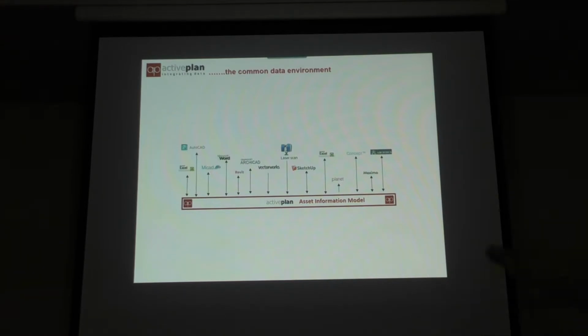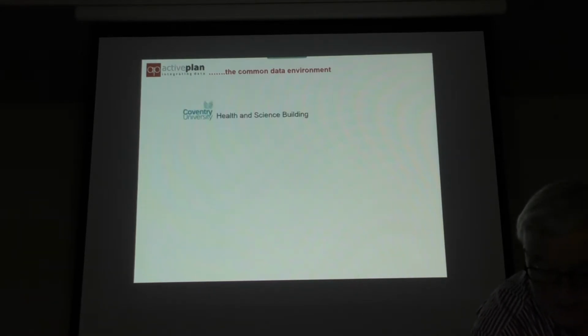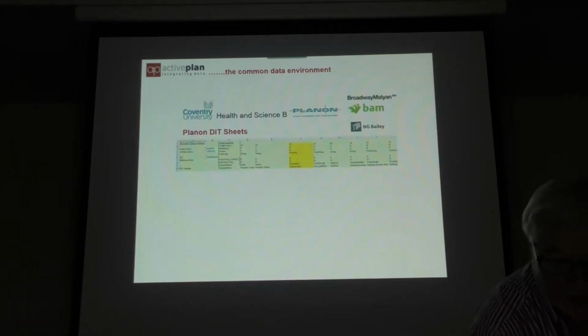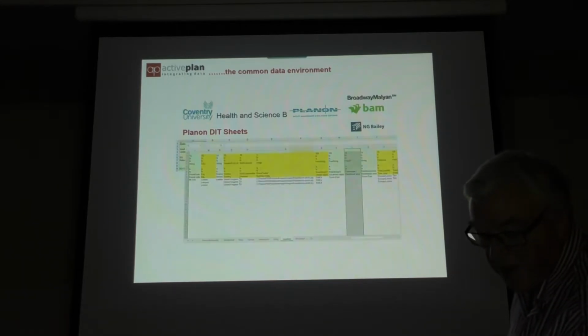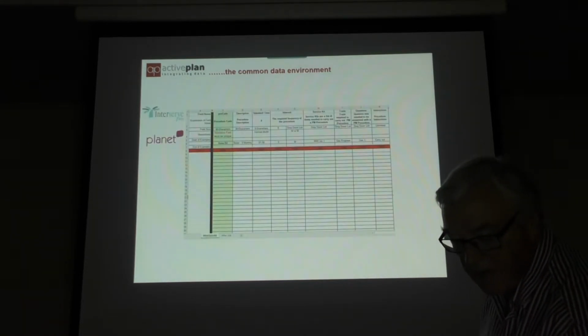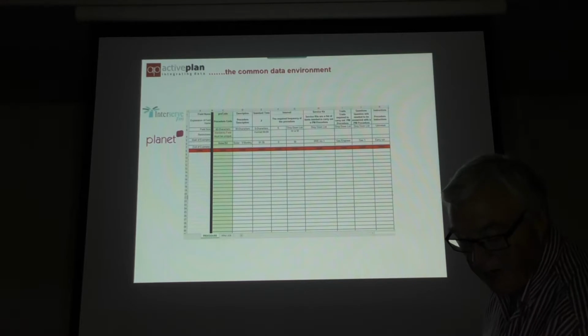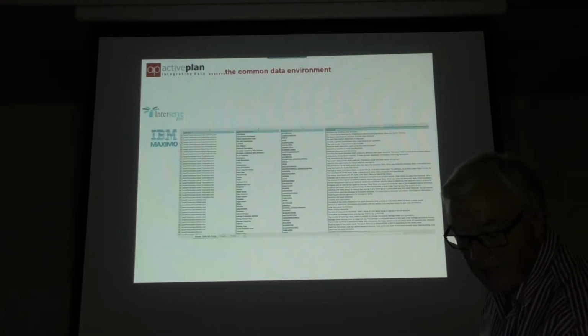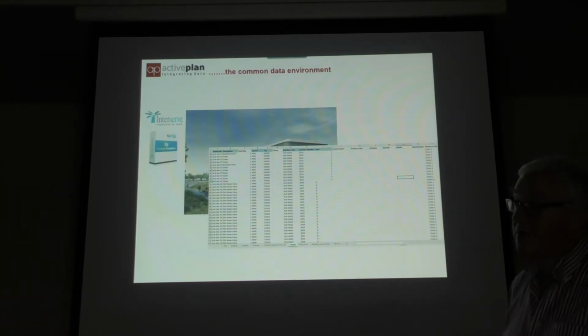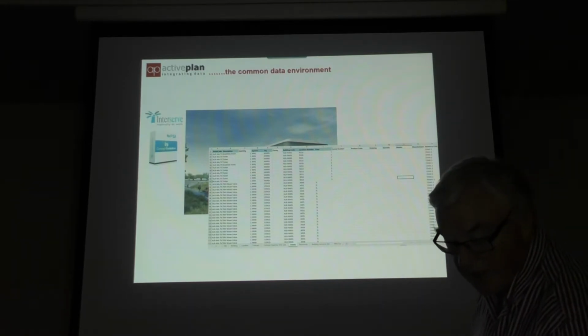You'll also see that we've got the various different CAFM systems at the end there as well, so we can populate anything. So I'll come back to that in a moment. So on the Coventry building, these are Plan-On, what are called DIT sheets. These are the import sheets for Plan-On, so we can populate those. We're doing the same with Planet, the same with Maximo, and on Ingenuity House they're using Concept, so that's what we're currently in the process of doing.